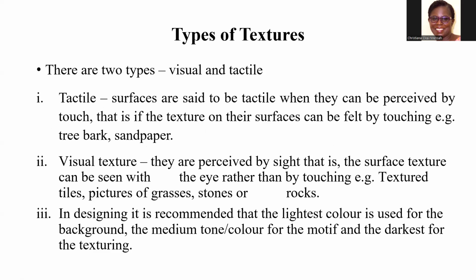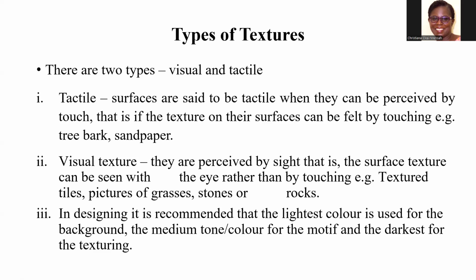So let's see types of textures. Mostly, we have two types of textures: the tactile texture and the visual texture. So what is the tactile texture? Surfaces are said to be tactile when they can be perceived by touch. That is, the texture on their surfaces can be felt by touching. Example, tree bark, you can just touch it. You can feel it in your hand, that it is rough or smooth. Sandpaper, you can feel it. So that's the tactile one.